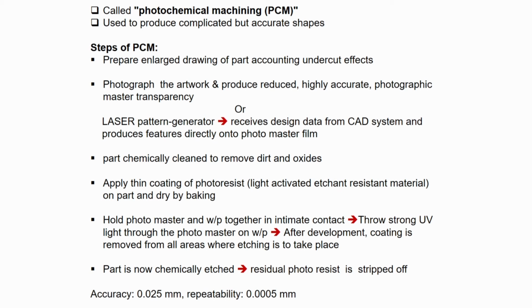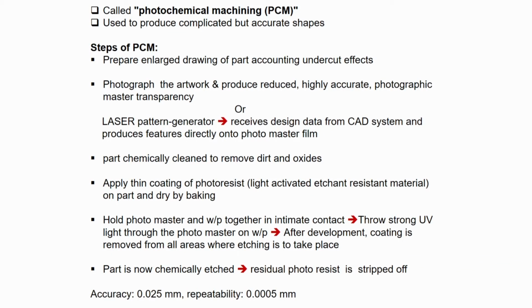So the third method for generating a masked layer is the photoresist method. Generally people call it photochemical machining. It is used for complicated parts. For complicated parts, this is a very useful method. For generating very accurate shapes, this is a very useful method. So these are the different steps of photochemical machining, or the photoresist method of making a masked layer on the workpiece surface.